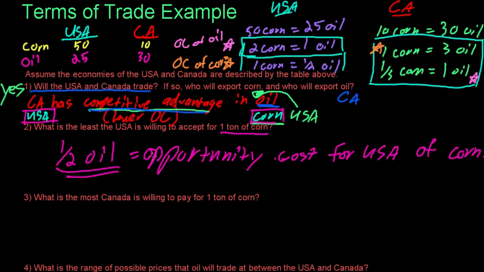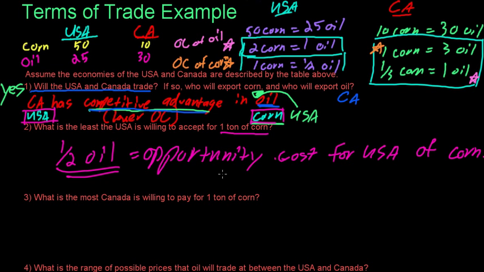So that's really all that we need to say for 2: it's just that the opportunity cost of corn for the USA is the lower limit of the price they are willing to accept. If you're not clear on that, pause and definitely go back, because I think the rest of it will be too confusing, but hopefully you're good on that.